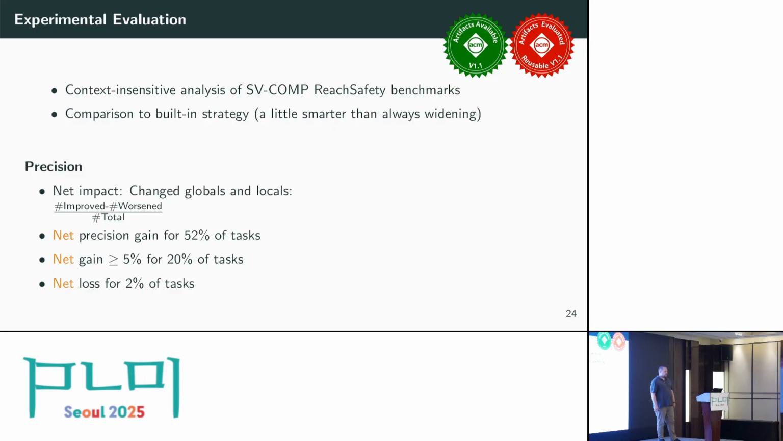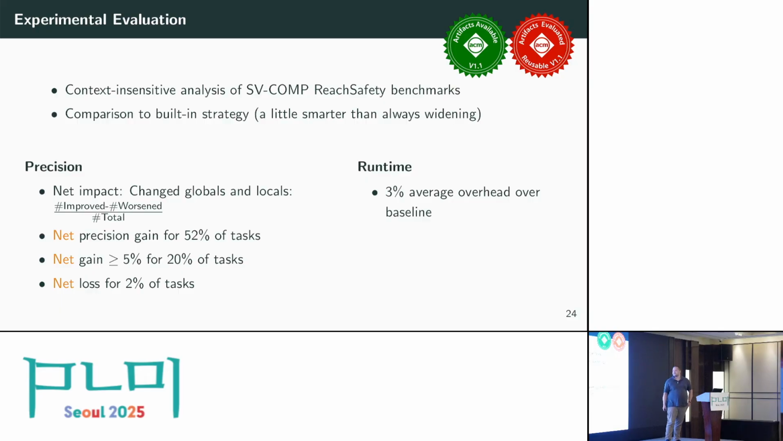And we were quite happy to find that actually there is a net precision gain for 52% of the tasks. And for 20% of the tasks, it's also somewhat substantial. So it's more than 5% of unknowns that are actually improved. However, there's a downside. We also had a net loss for about 2% of the tasks. So in some cases, our smart update rule actually makes things worse.